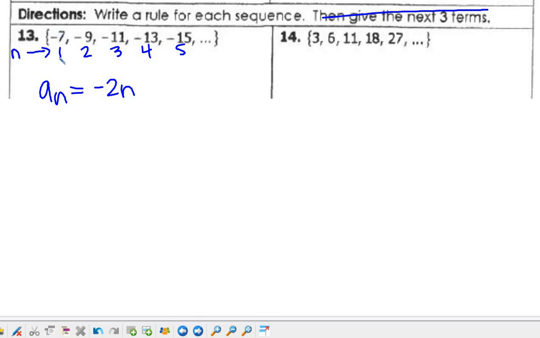Negative 2 times 1 is negative 2, so it has to be minus 5. Negative 2 times 2 is negative 4, minus 5 is negative 9. Negative 2 times 3 is negative 6, minus 5 is negative 11, and so on and so forth. I wouldn't try to figure out the y-intercept the way we typically do with linear equations. I would just apply it to the pattern. Okay, so remember again, n is what we're plugging in.